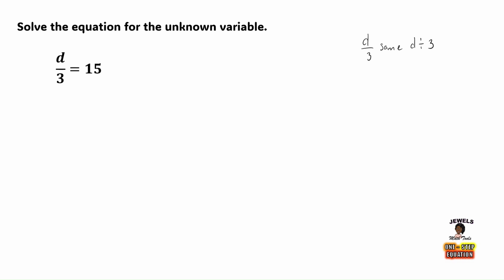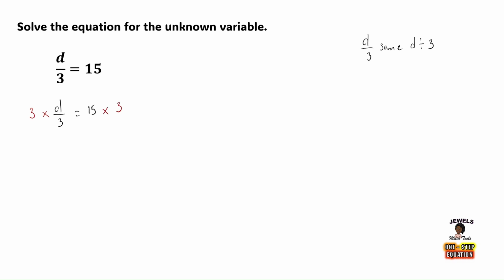Now I'm going to show you, I guess, the long method to solving this equation before I show you the shortcut that we usually use. That way I hope that it will help you to appreciate a little bit more how this equation is being worked out. So we have our d over 3, which is equal to 15. Now, because we're solving a one-step equation, remember that whatever we do on one side of the equation, we always do on the opposite side as well. Because I need to get my variable d by itself on one side, I'm going to be multiplying both sides of my equation by 3.